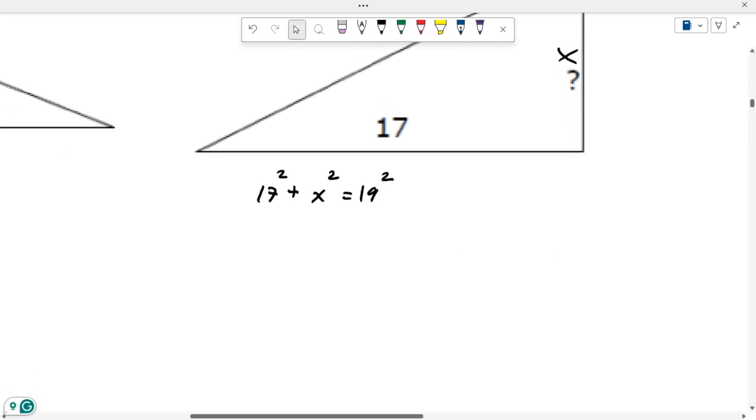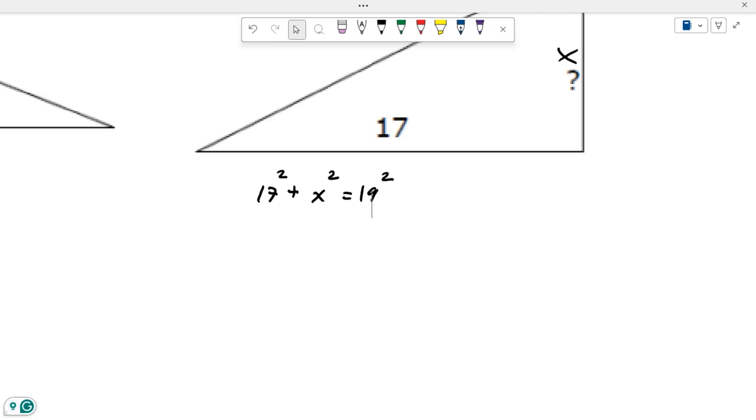But notice that the Pythagorean theorem itself doesn't change. The hypotenuse is always by itself, whether you know it or not. In this case, we do know it. It's 19, and it's over on the right-hand side. So now for this one, what we want to do is evaluate.